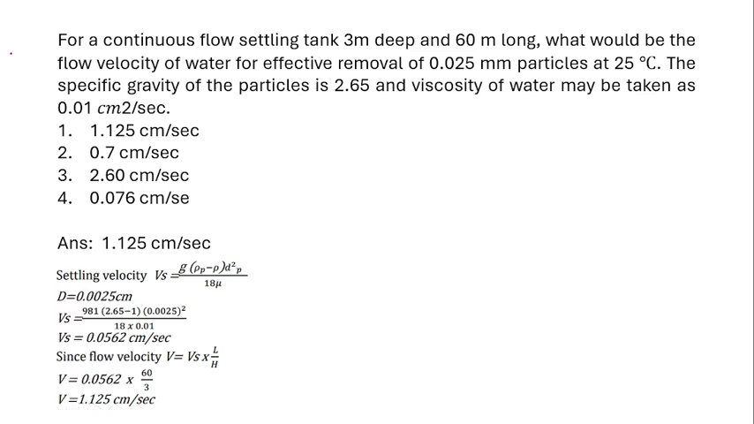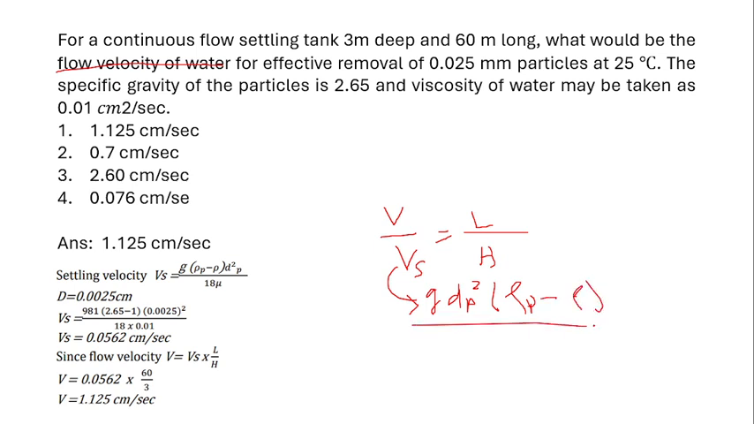So how will you arrive at the flow velocity of water? To arrive at the flow velocity of water, you have to use this relation. Okay, please note it down. It is V divided by Vs is equal to L divided by H. So to arrive at the flow velocity V, we have to find the settling velocity Vs. This settling velocity is obtained by g dP square into rho P minus rho, whole divided by 18 mu.